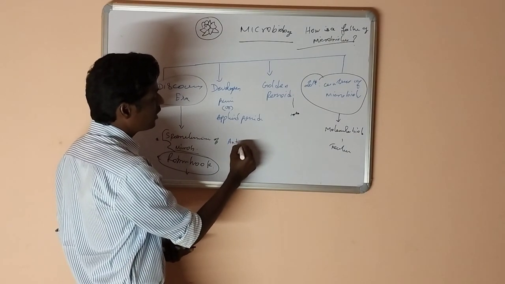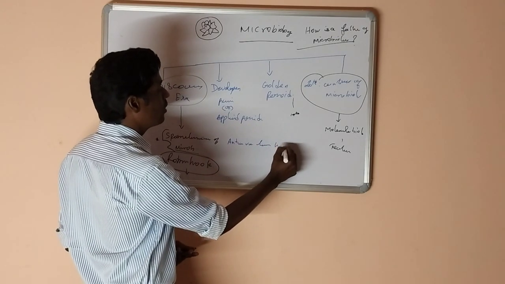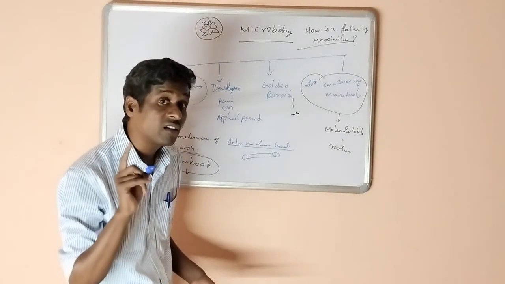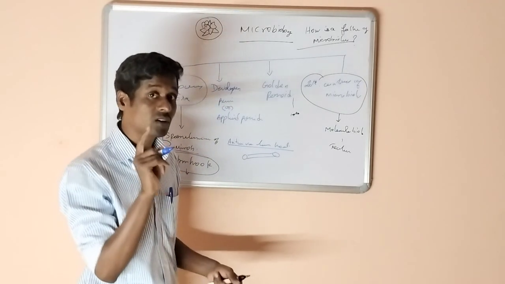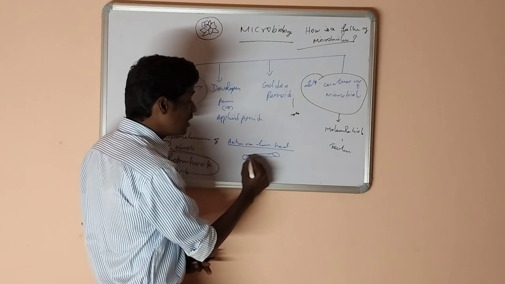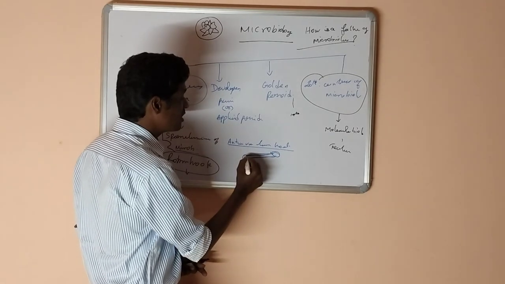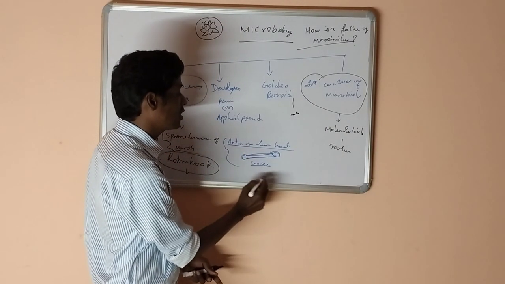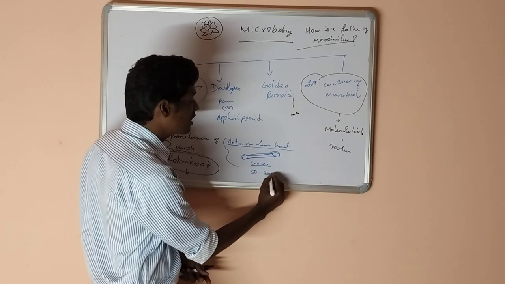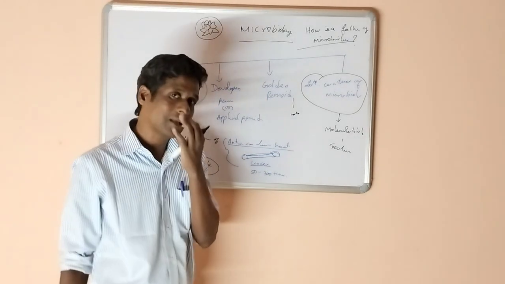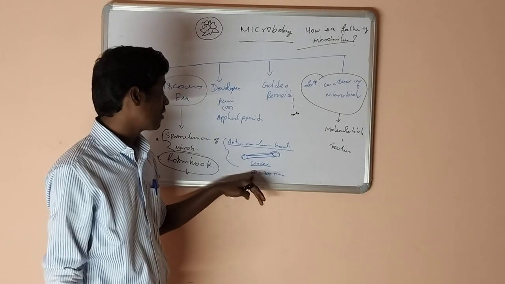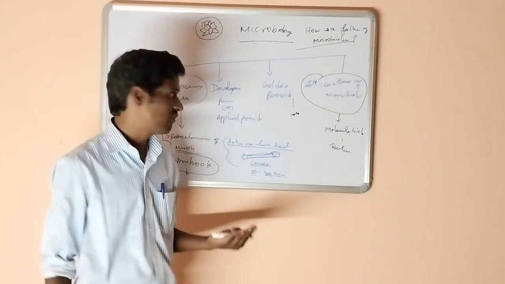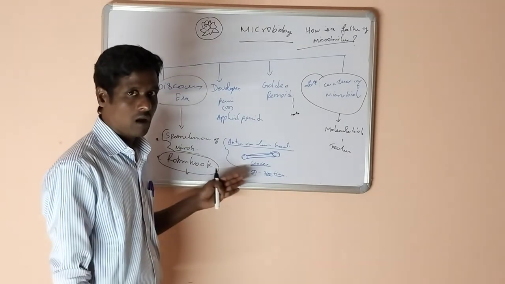Anton von Leeuwenhoek developed the two lens microscope. He used convex, not concave, lenses. It is asked in examinations. In between he used a silver plate. The microscope could magnify 50 to 300 times the original size. So it is a very important MCQ question: Anton von Leeuwenhoek used two convex lenses with a silver plate in between, and it could magnify 50 to 300 times. All this comes under the discovery era of microbiology.